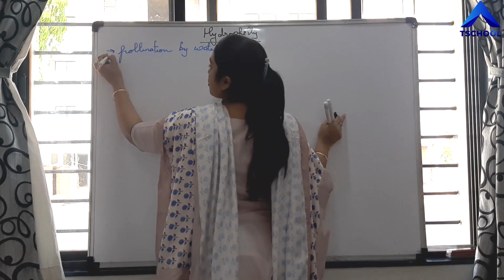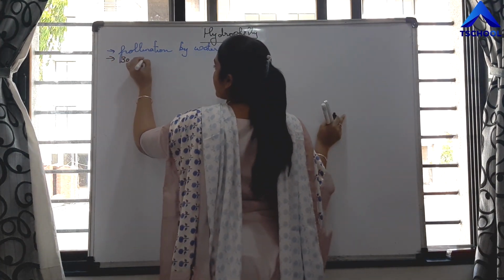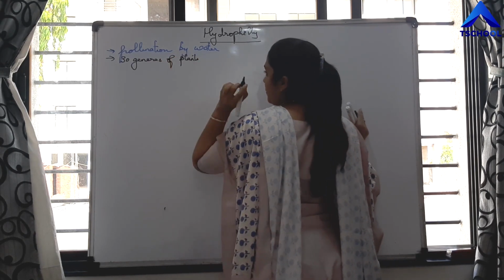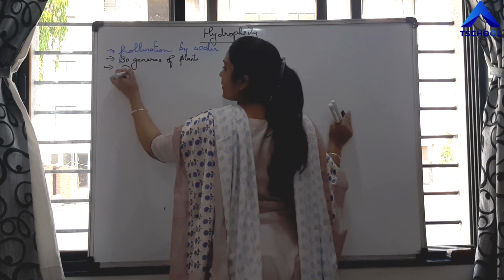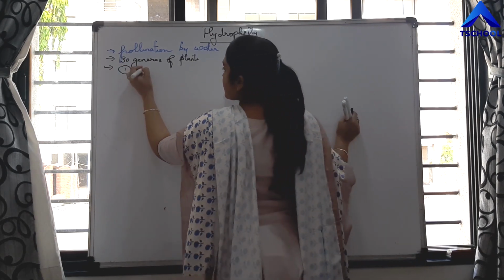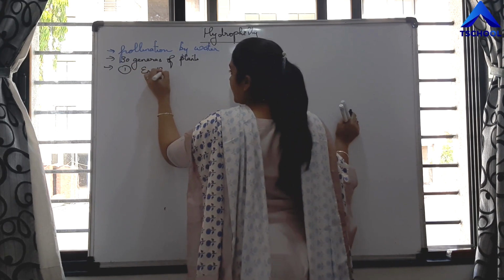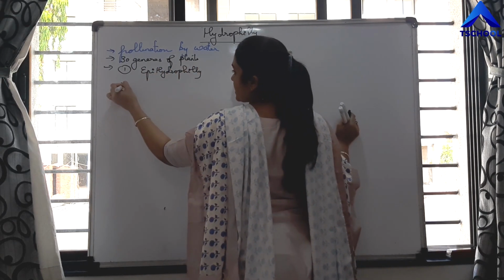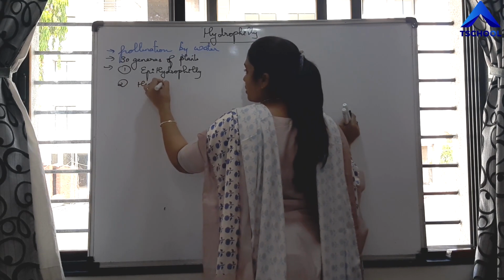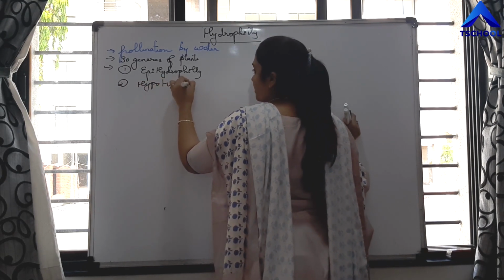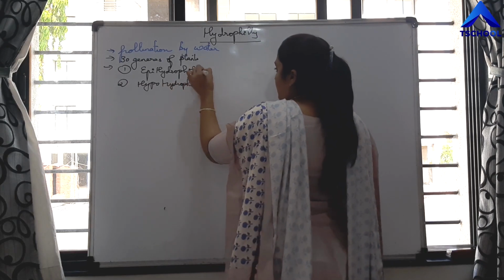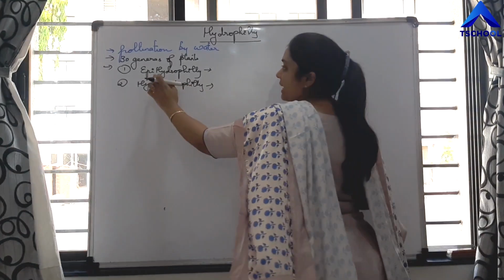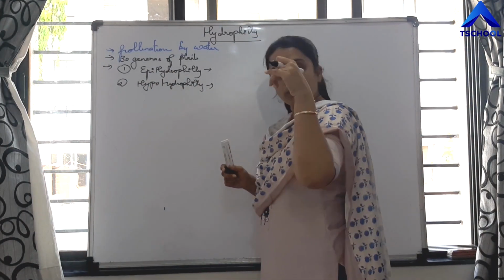It is seen in only 30 genera of plants. This hydrophily is further divided into two types, that is epihydrophily and second is hypohydrophily. So pollination is done by water. Water is the pollinating agent. Epi means above and hypo means below.